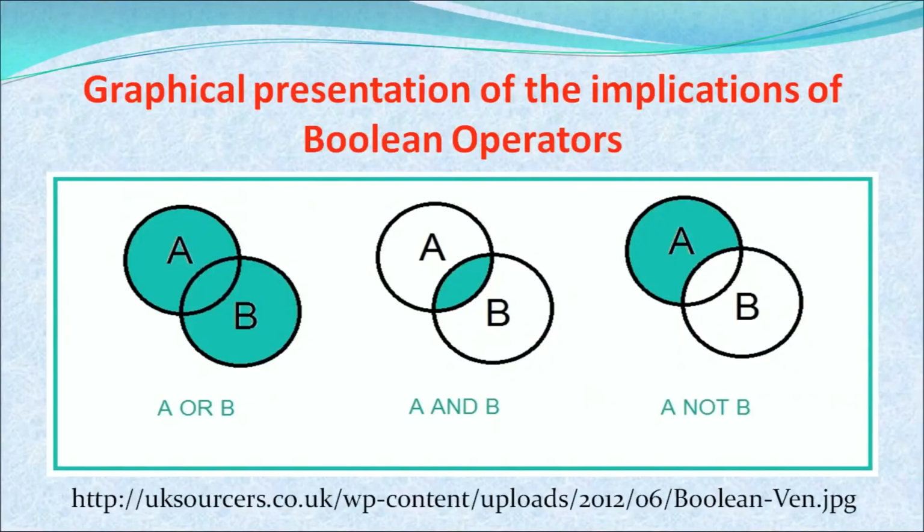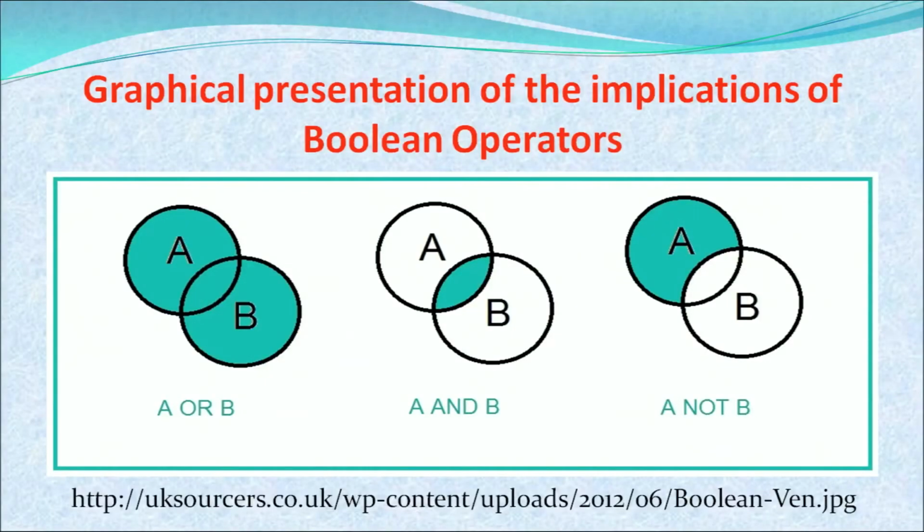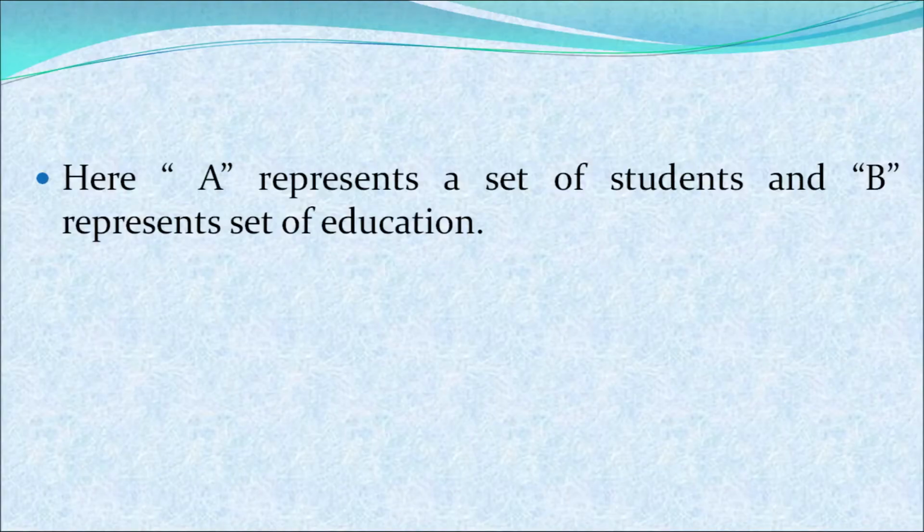This is the graphic presentation of the implications of your Boolean operators, where we can say A represents students and B represents education. This is the representation of A and B which we have shown you.